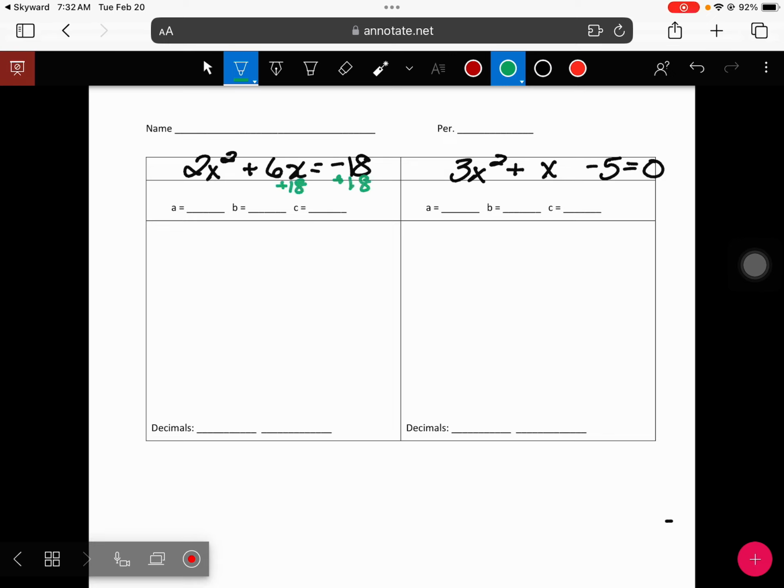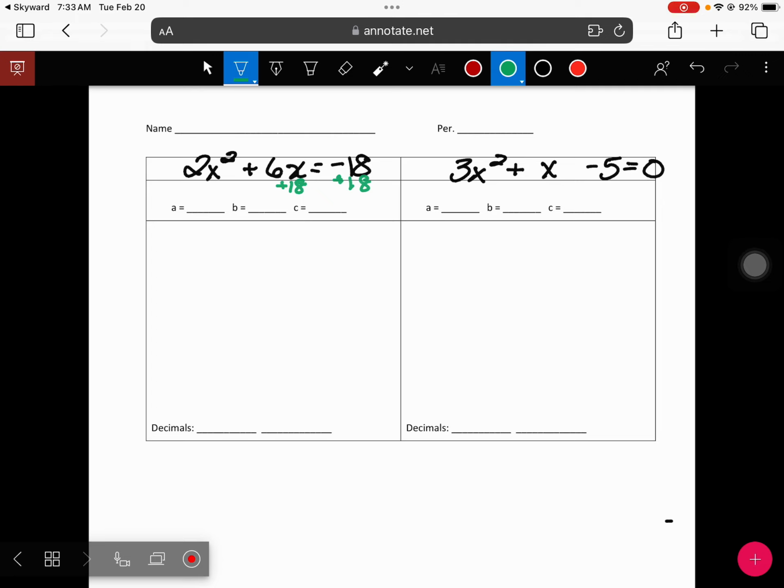Add 18. What you need? The whole packet. Well, here's the last two. Do you need the whole packet too? Oh, no. Okay. There you go.